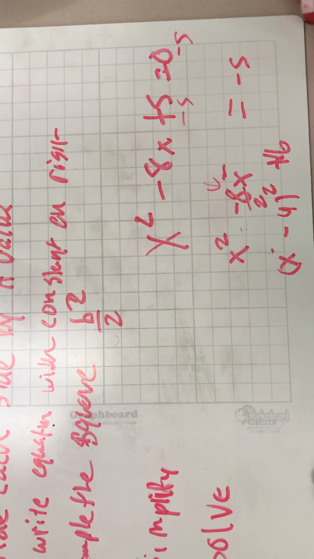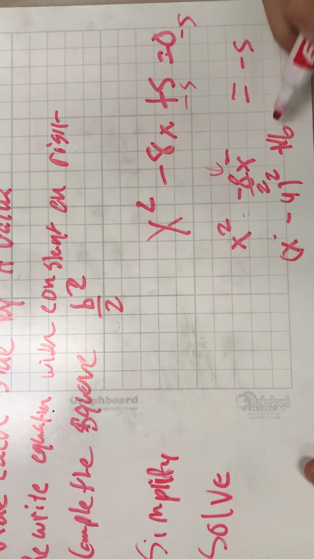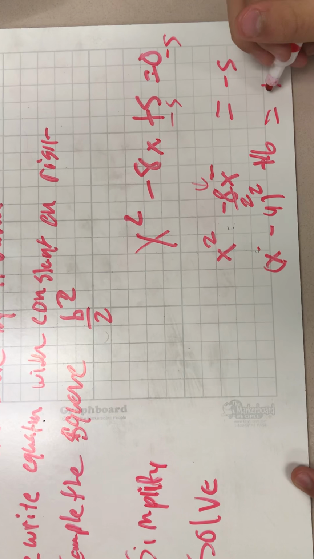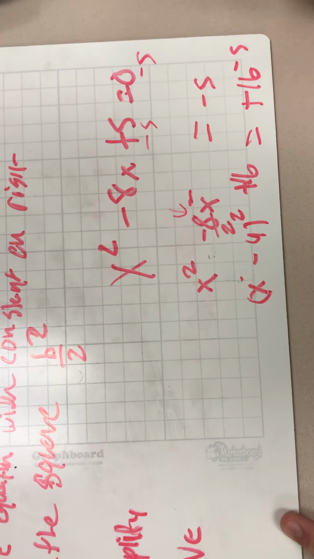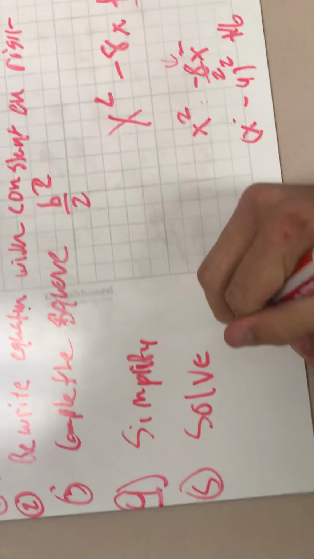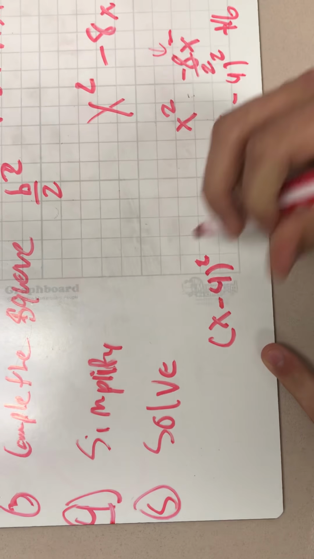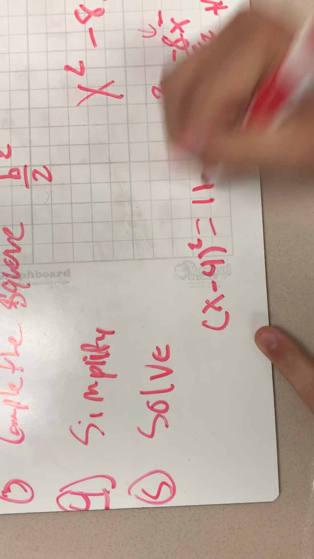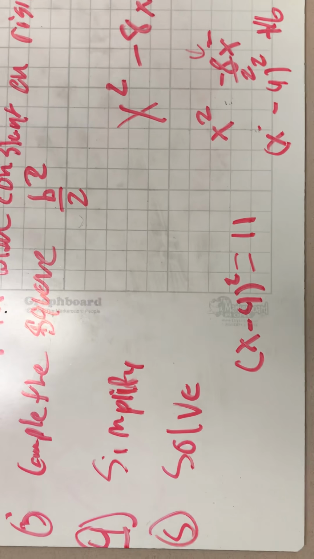Now, obviously, in math, we can't just add the 16 and leave it. We are going to have to also do the same to the other side. Plus 16 minus 5, which would give us our answer of x minus 4 squared is equal to 11. Alright, so next, we're going to go ahead and erase all the steps since we already have those memorized.